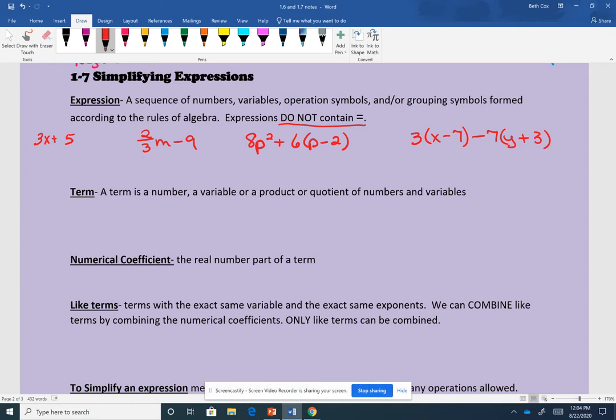Okay, so now let's talk about a term. A term is a number, a variable, or a product or quotient of numbers and variables. So let me show you some terms here. We've got a few terms already shown here. So 3x is a term. 5 is a term. 8p to the second is a term.